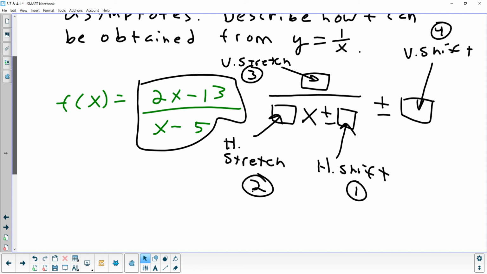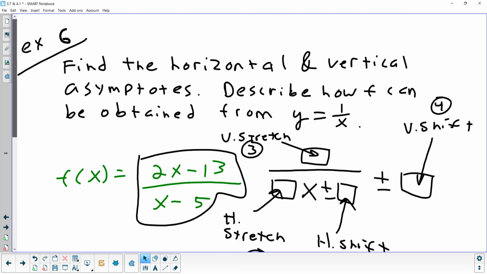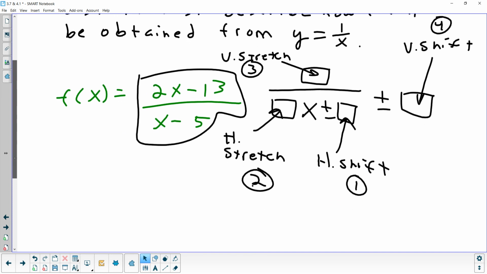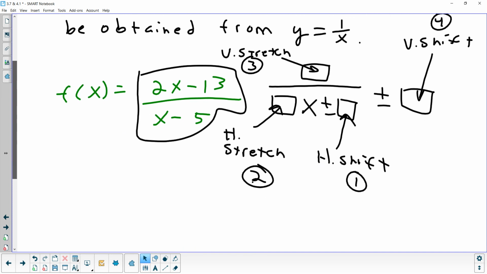Does this look like what I just wrote? Does it have a single number in the top and then a plus or a minus with a number at the end outside the fraction? No, this doesn't match this. So we're not going to be able to describe until we make that look like that. How do we make this look like that?